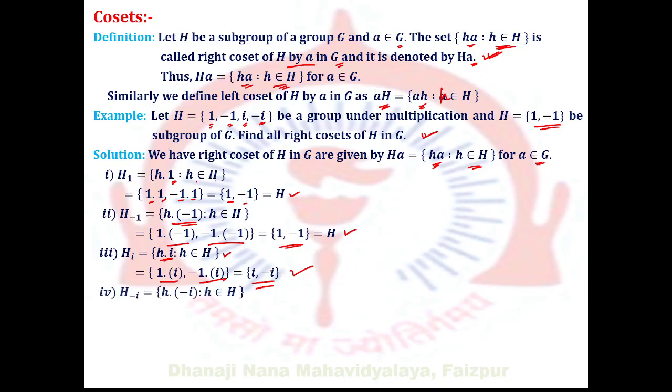Then H into minus i. So elements of H are multiplied by minus i from the right hand side. So that is equal to 1 into minus i and minus 1 into minus i. So again it contains two elements, i and minus i.